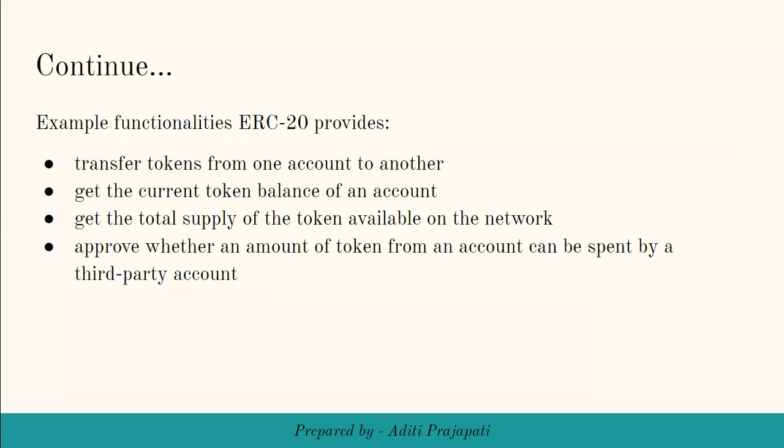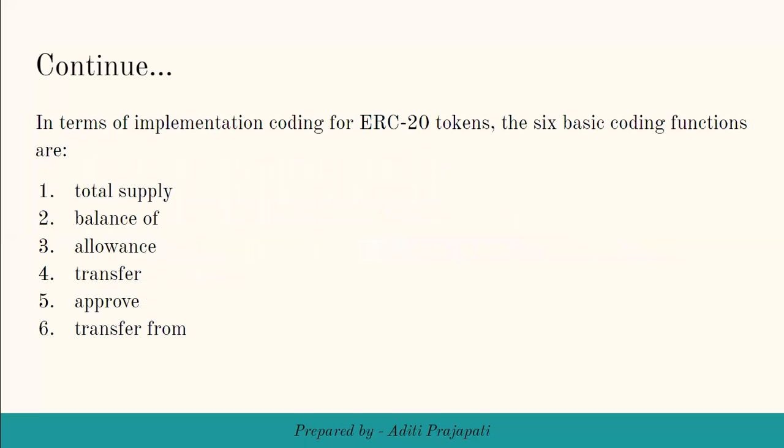Various functionalities provided by ERC20 are as follows. First is transferring tokens from one account to another. Get the current token balance of an account. For example, if you want to know the current token balance, you can go for this particular functionality, and to use the functionality, we have functions which we are going to study in the next slide. Get the total supply of the token available on the network. Approve whether an amount of tokens from an account can be spent by a third-party account. So these are certain functionalities of ERC20.